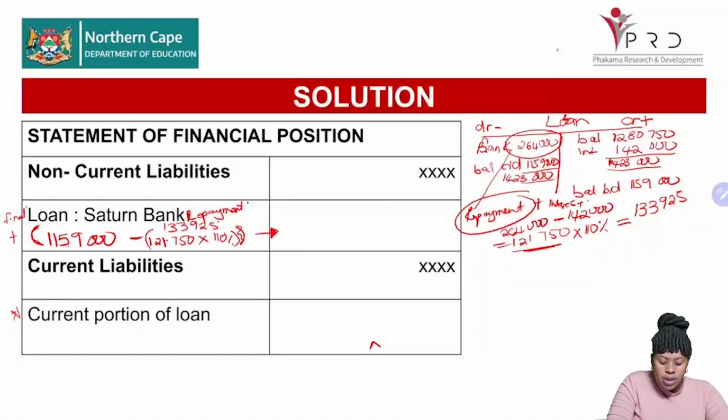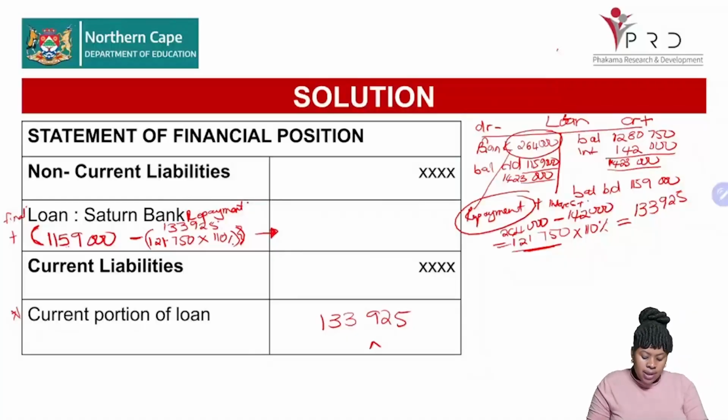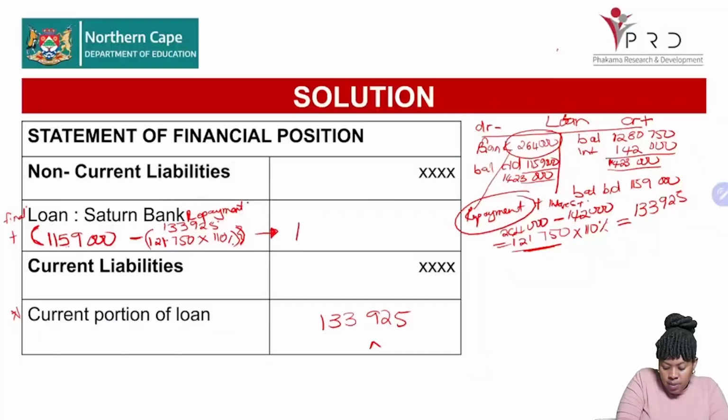And I know, what am I doing with the repayment? It's moving from long term to short term, right? That's the current portion of the loan. So I must simply just write it there. Then I need to subtract. I'm going to say 1,159,000 less what I'm going to pay within the next 12 months, 925.